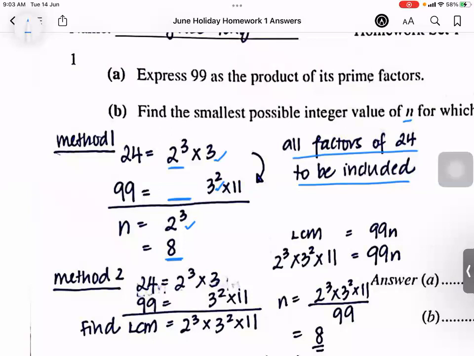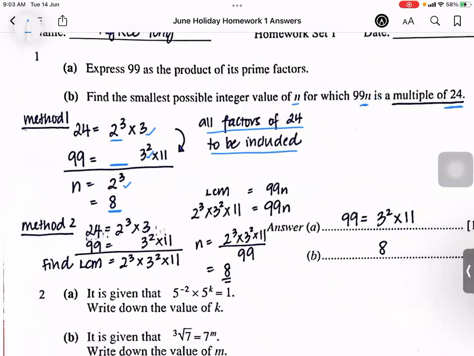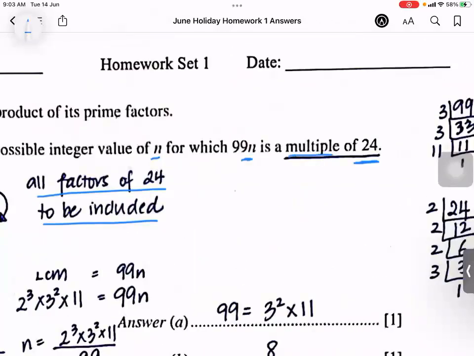If you cannot do it or you're not very sure whether your answer is correct or not, there's a second method, method number 2. The keyword over here is multiple, right? When we're talking about multiple, then we need to think of LCM. LCM of what numbers? The numbers that are involved here will be 99 and 24. So we are actually looking at finding the LCM of 99 and 24.